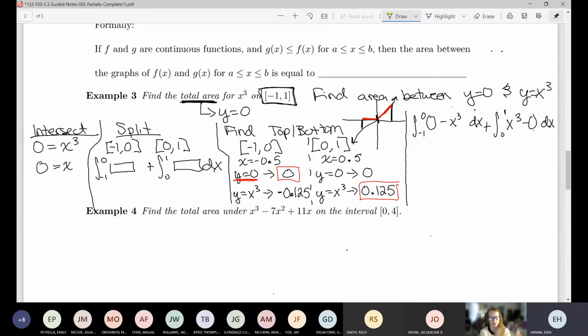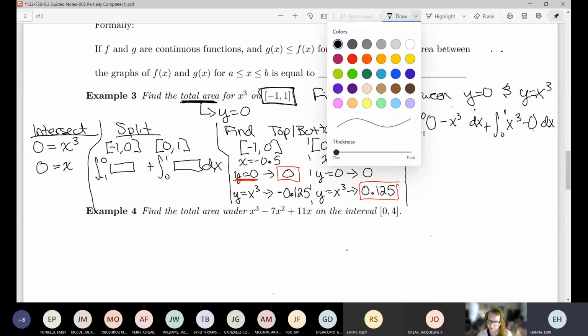But we found where they intersected. We split up the interval into two pieces. We found which function was on top of the other. Remember, there's two ways to do that, either graphically or algebraically. Algebraically is very similar to that test point idea from first derivative number lines, and then the graph way, you just stare at it. So we set up those two integrals.